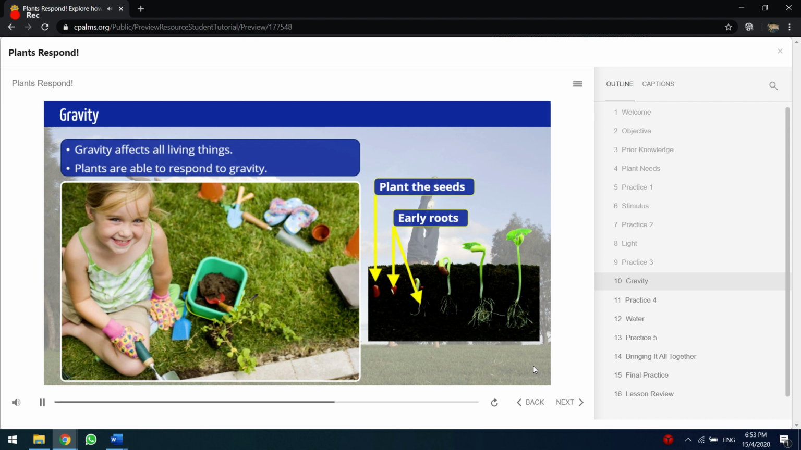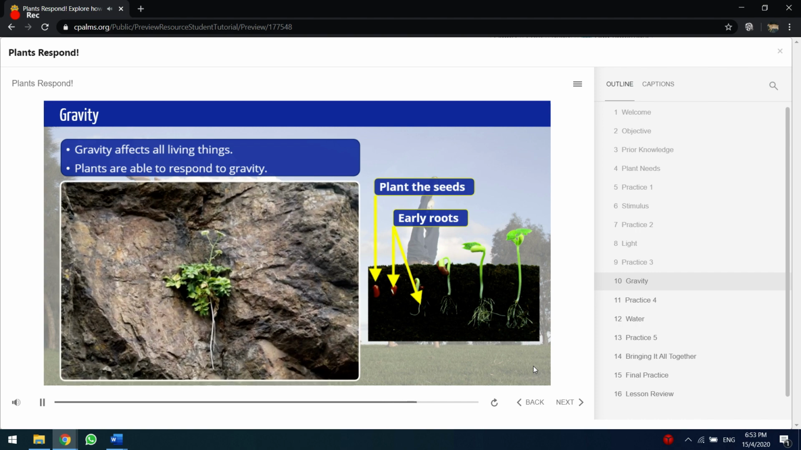Plants are able to respond to gravity. Gravity pulls on the newly developed plant, and the roots respond to this stimulus by growing towards the strong pull of gravity. You can see the roots still grow in a downward position, even if they're not underground.